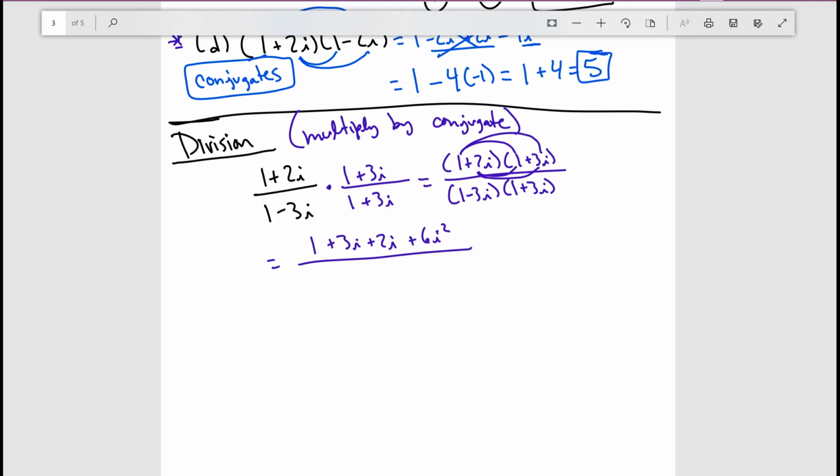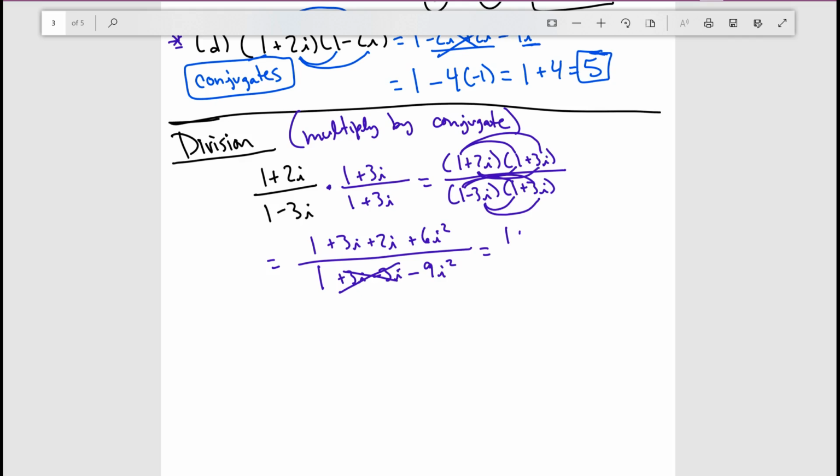The bottom part is going to be 1 times 1, which is 1. Then 1 times 3i, which gives me 3i. Negative 3i times 1 is going to be negative 3i. And then negative 3i times positive 3i is going to give me negative 9i squared. Now these things are going to cancel out, so these bottom parts go away. And what's left on the top?